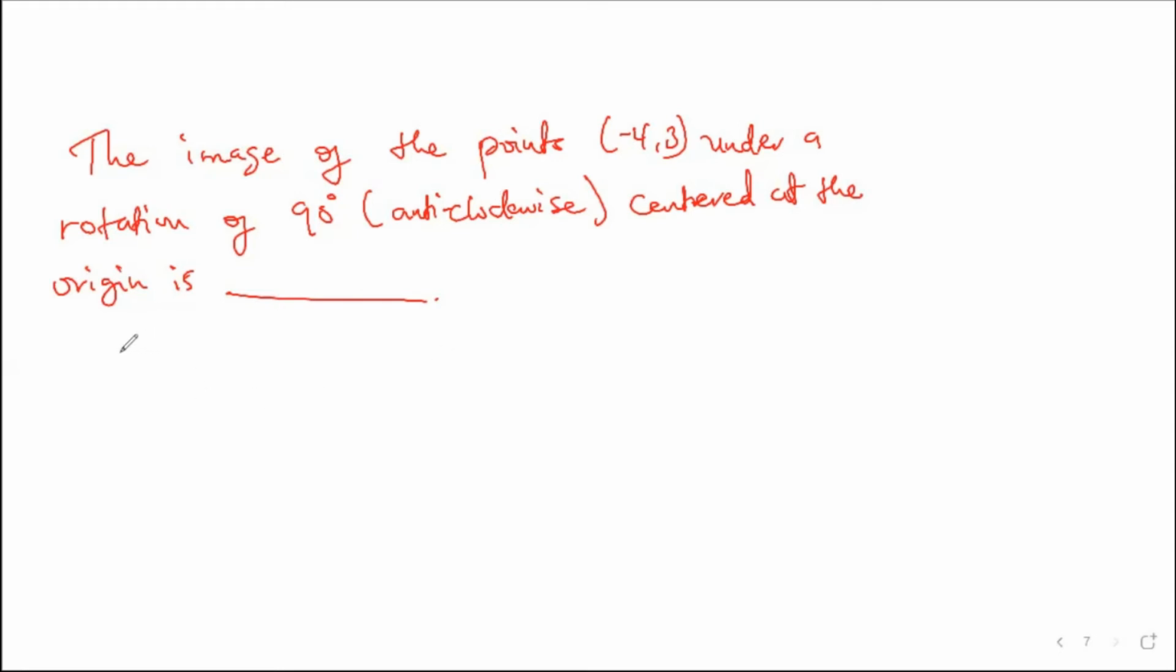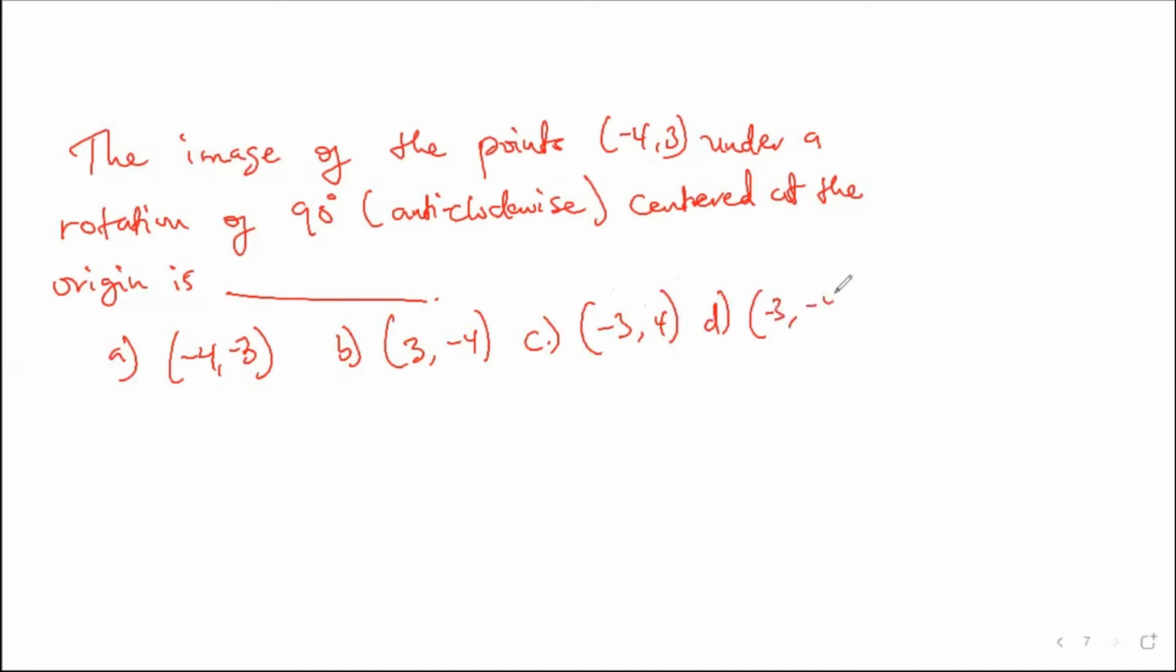-3, -4. So I have -4, -3. You see how technical they are? -3, -4. And D, -3, -4. Which is which? -3, -4. Okay, let's see.